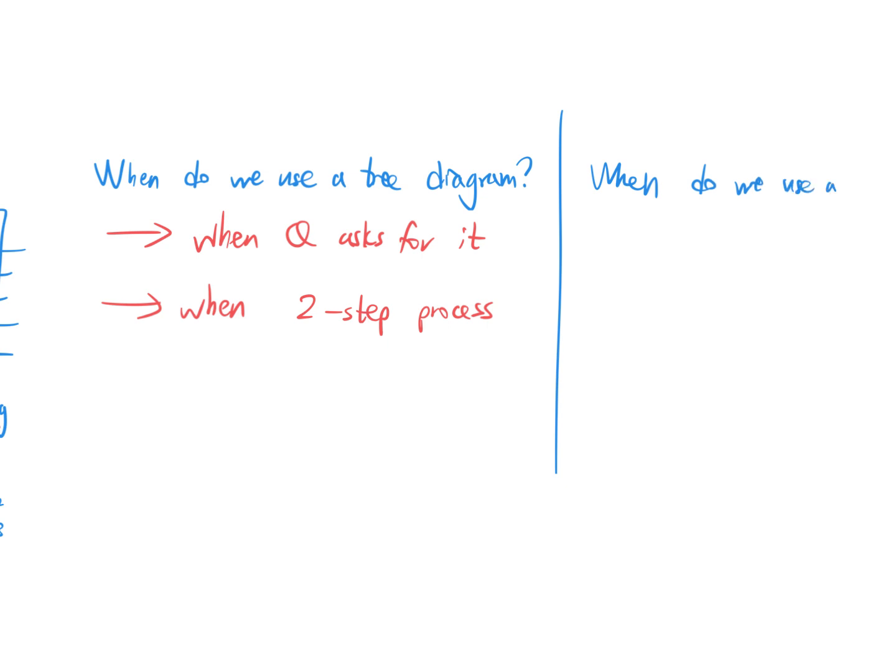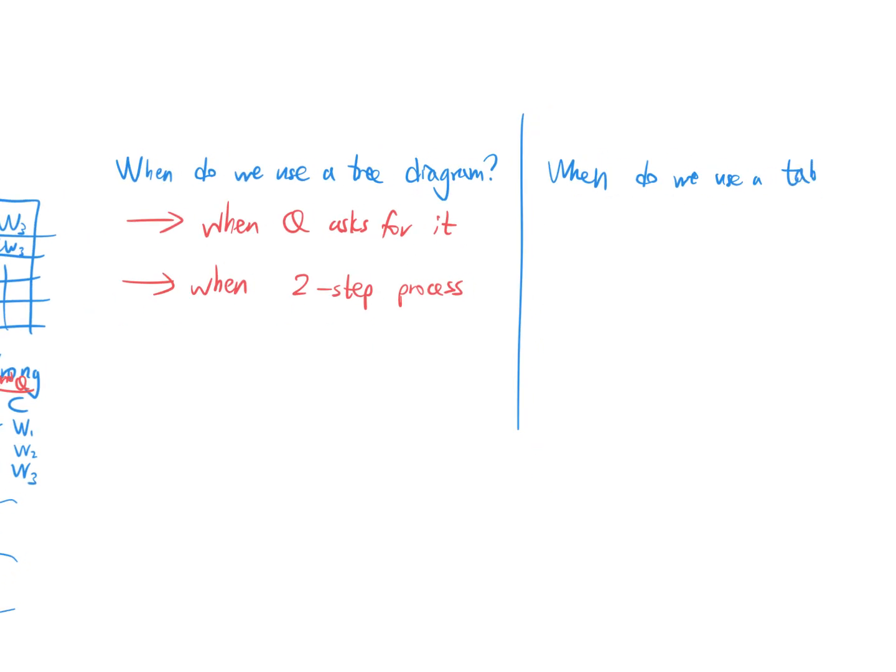To present our outcome, when the question asks for it, then you have no choice. Also, when it is a 2-step process, when you have the first step, you throw a dice 2 times, the first dice, the second dice. Then how do you distinguish between these 2?